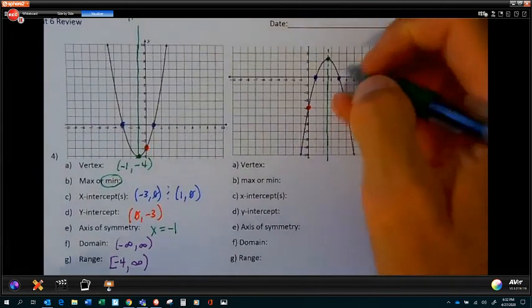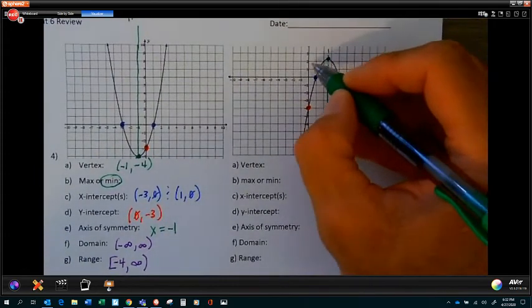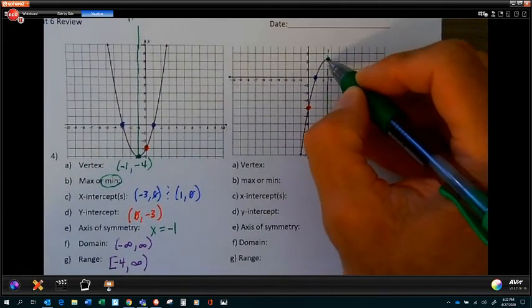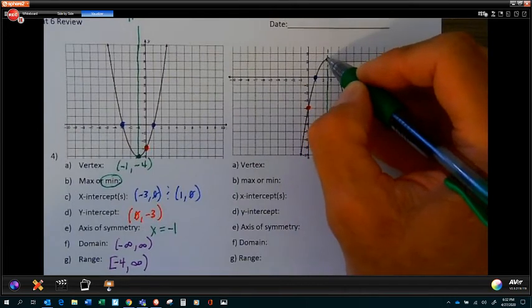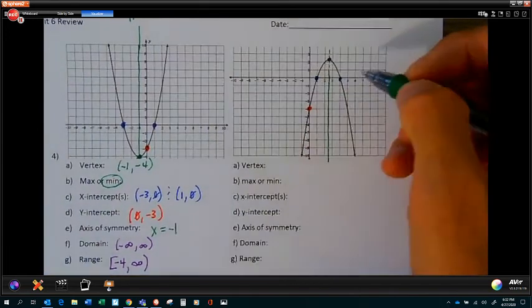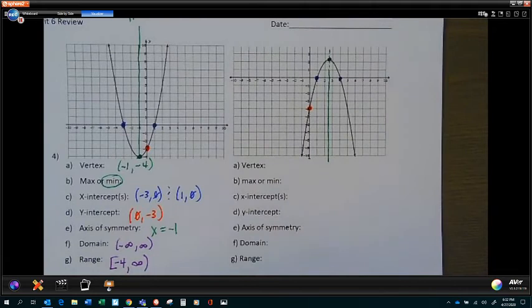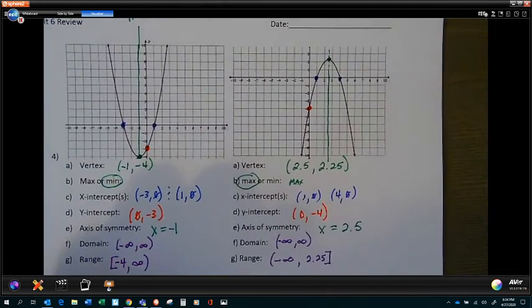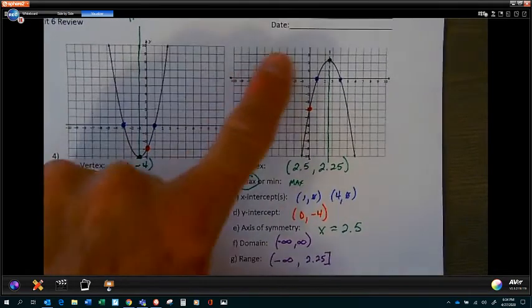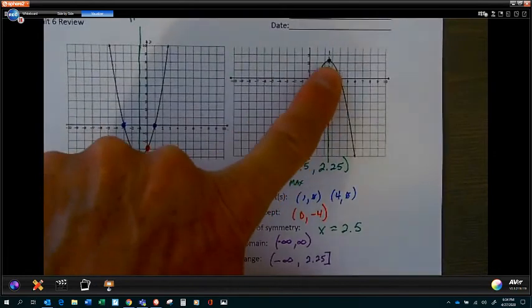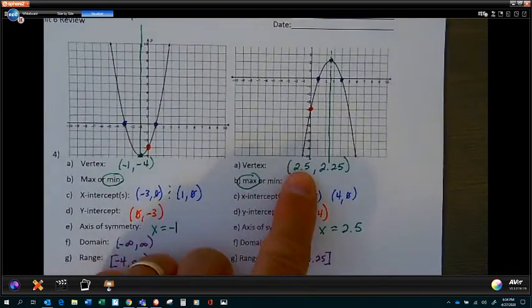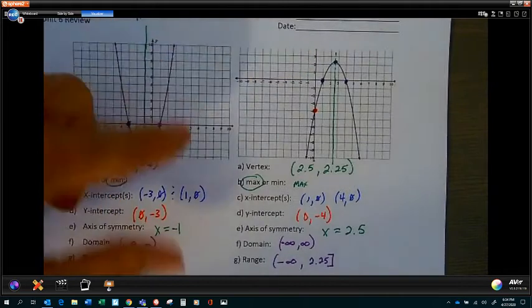And if you notice here, this is 1, 2.5 here, and it looks like it's about 2 1/4 up that way. So we'll just use the 2 1/4. All right, and again, 2.5 over and about 2 1/4 up, so we listed that as our vertex. Again, it's facing downward, so we have a maximum.